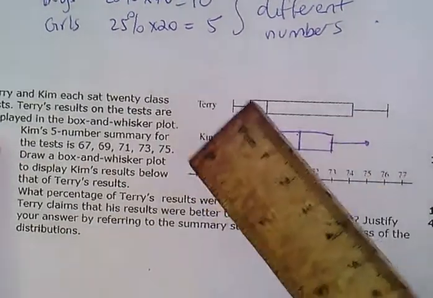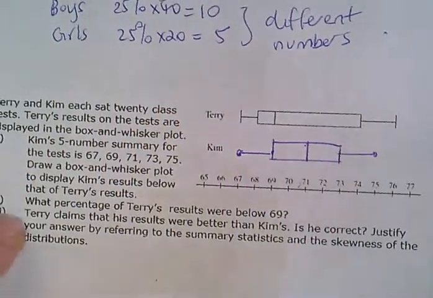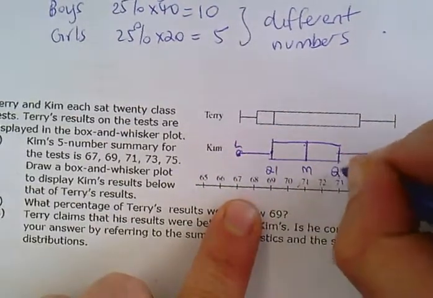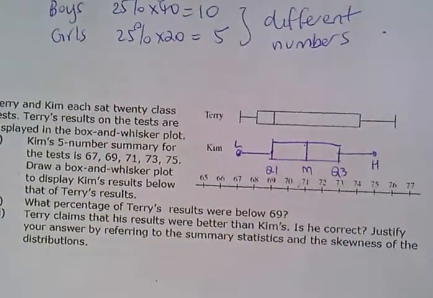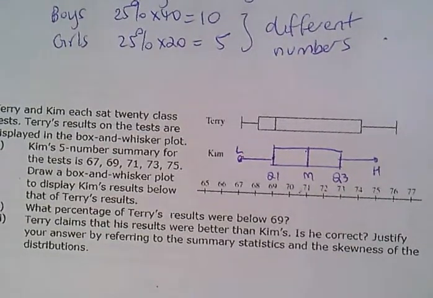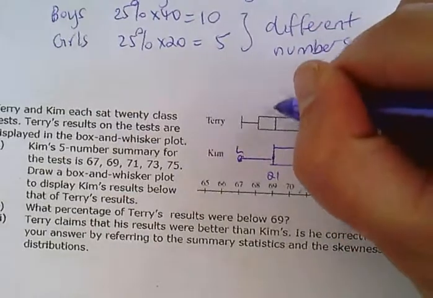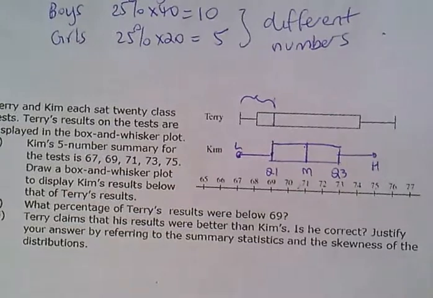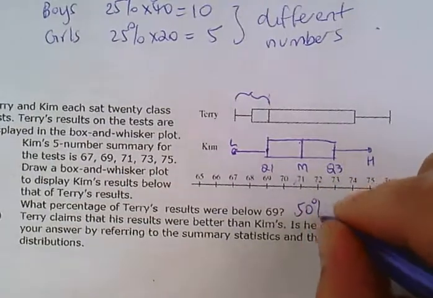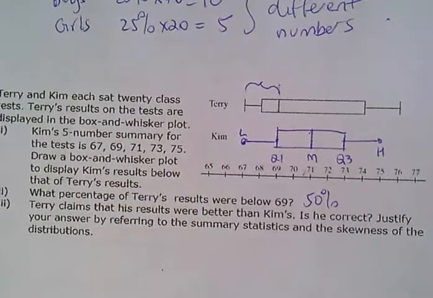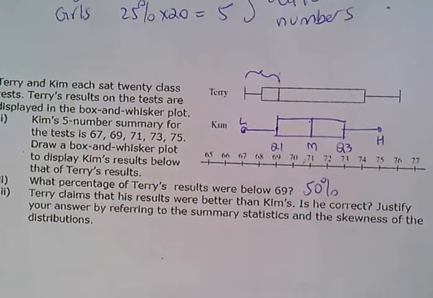So we've drawn the box and whisker plot. That's the lowest score, Q1, median, Q3, and the highest score. What percentage of Terry's results were below 69? You should be very good at this now. It's half. 25 and 25%, that's 50%. The two sections are 25% each. Now, Terry claims that his results were better than Kim's.